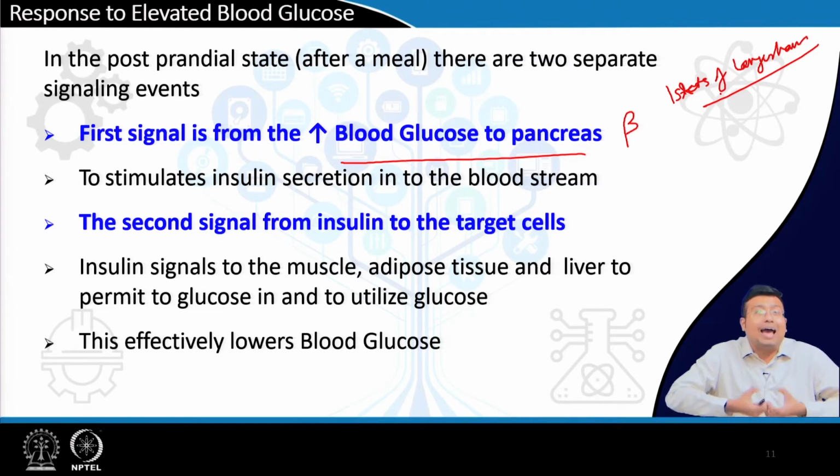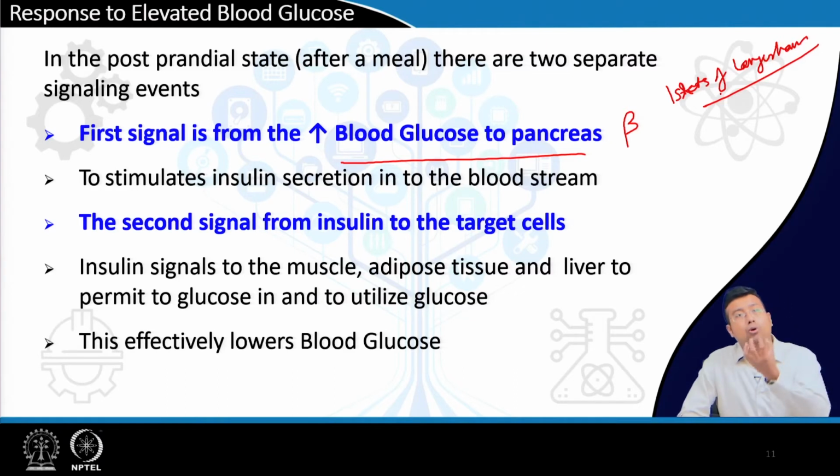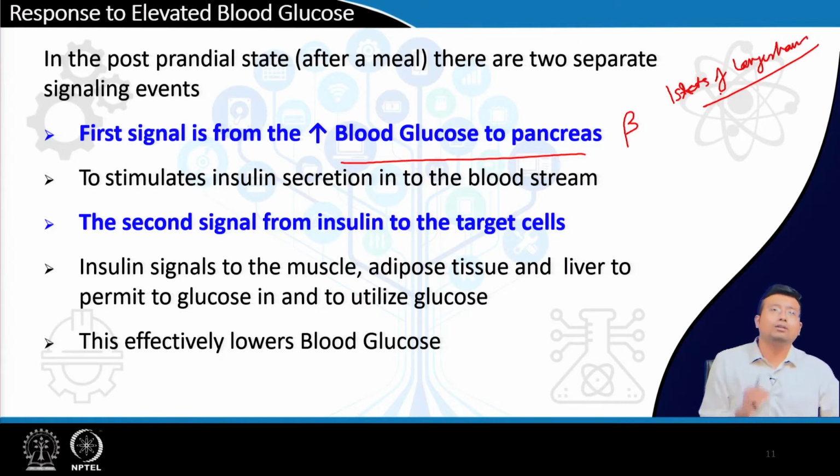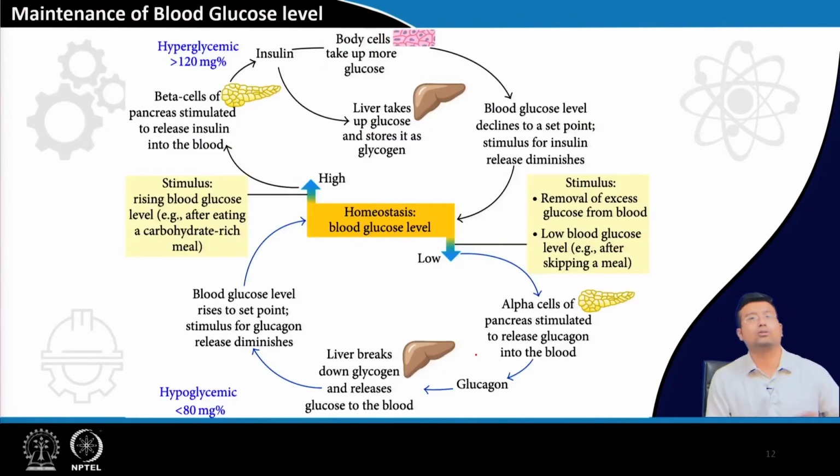and that will increase all the anabolic pathways. So, glucose will now be utilized, the anabolic pathway utilizes glucose. So, what are the processes that utilize glucose? Number one, glycogenesis, glucose is converted to glycogen. Glycolysis, glucose is converted to pyruvate. So, all the pathways that utilize glucose effectively lower the blood glucose. Okay. So, this is what happens in case of high blood glucose level.